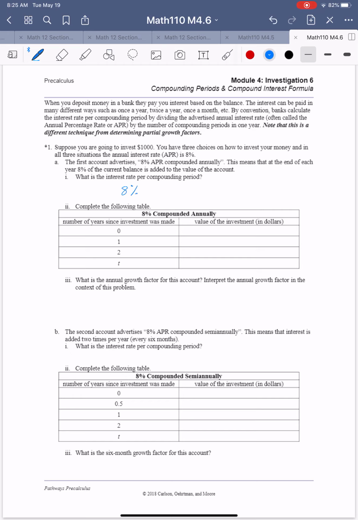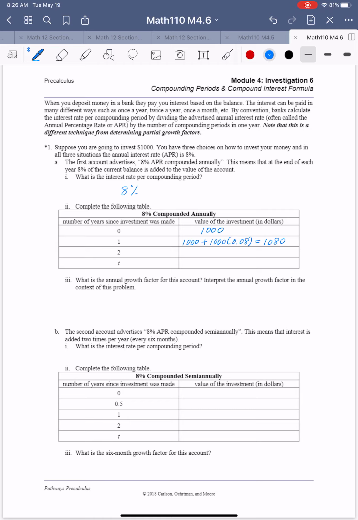And then complete the following. So we want to know 8% compounded annually. For the number of years since the investment was made, the value of the investment is how many dollars? So you're starting with 1,000, and after 1 year you get the interest from the 1,000 as 0.08, and then it becomes 1080. So that's the money you have.